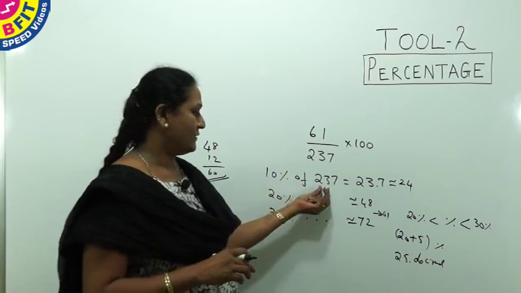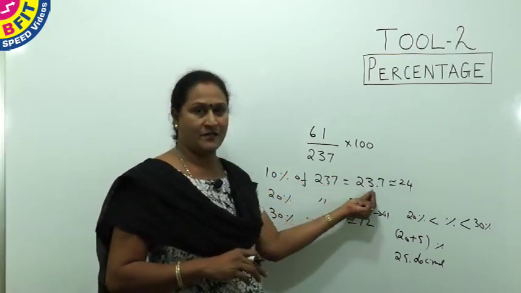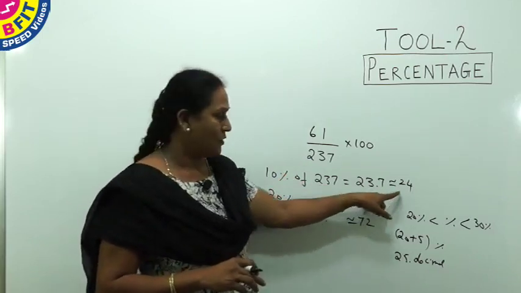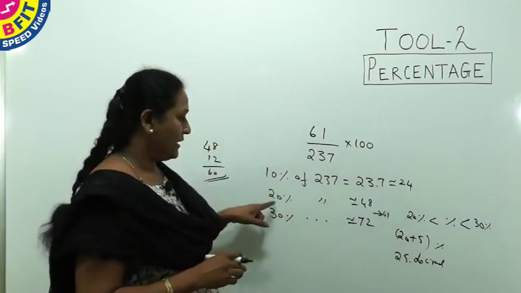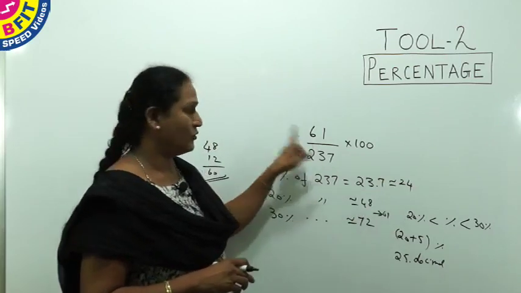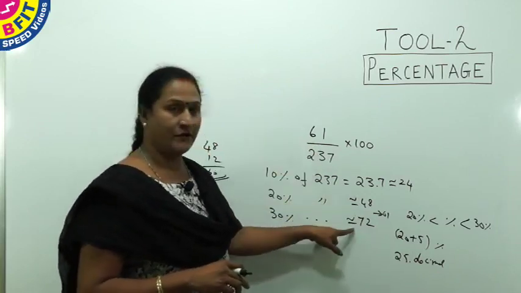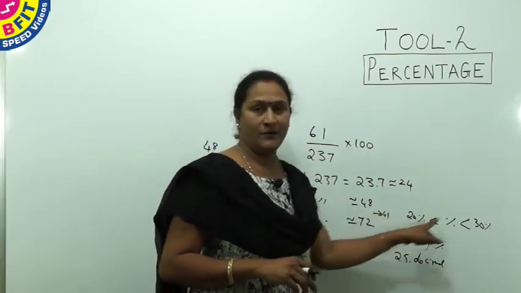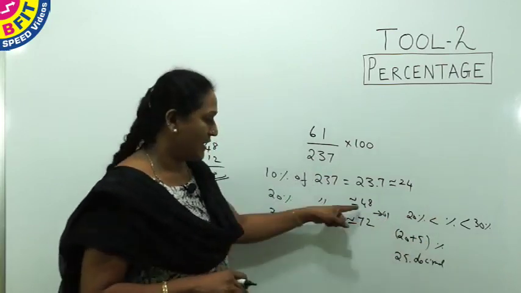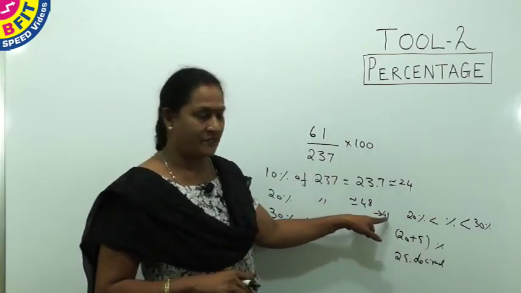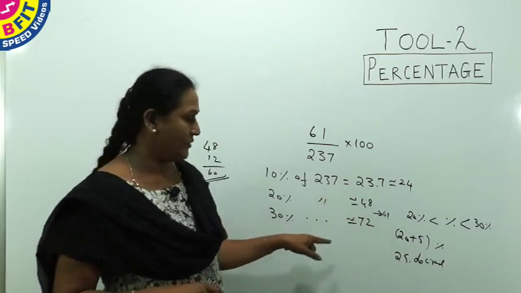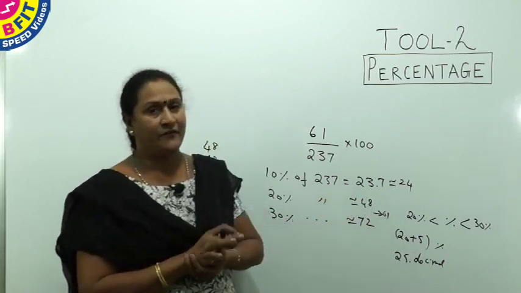So 10% of 237 is 23.7. So as this is more than 5, approximately 24. 20% is 48. So this is more than 20%. 30% is 72. So this is less than 72. So the percentage is in between 20 and 30. So as the value is somewhat in median of 61, median of 48 and 72, so option will be around 25.